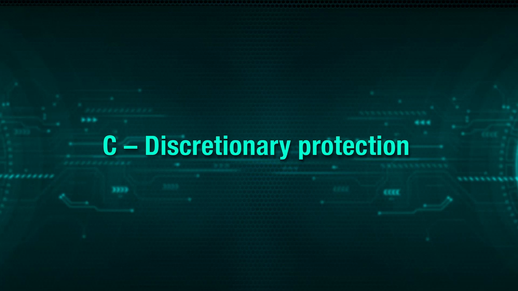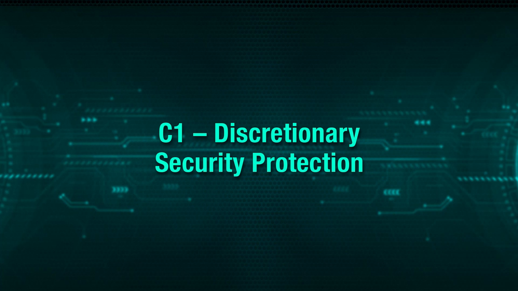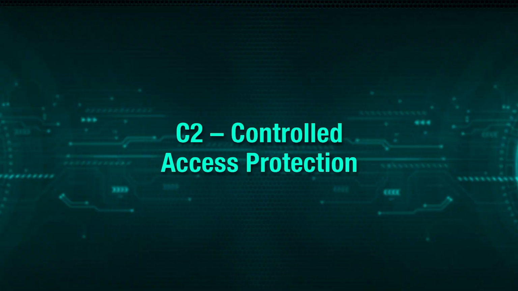C. Discretionary protection. The subdivisions are C1, discretionary security protection. Classes in this division provide for discretionary or need-to-know protection and, through the inclusion of audit capabilities, for accountability of subjects and the actions they initiate. C2, controlled access protection. Systems in this class enforce a more finely grained discretionary access control than C1 systems, making users individually accountable for their actions through login procedures, auditing of security-relevant events and resource isolation.